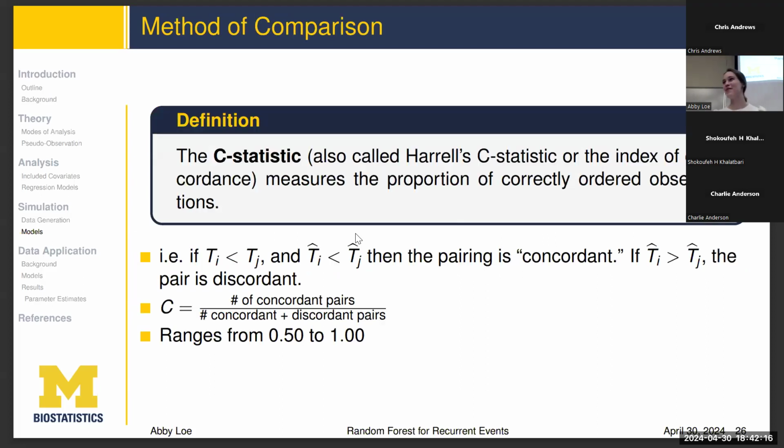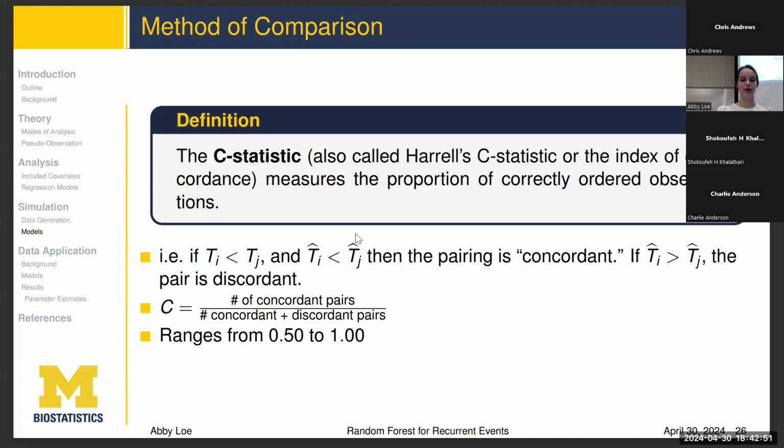Okay, we're going to compare our models using a C statistic. So the C statistic measures the proportion of correctly ordered observations. Briefly, you take a pairing Ti, Tj, if the predictions have the same ordering, we're going to say they're concordant. So if Ti is less than Tj, but Ti hat is greater than Tj hat, the pair is going to be discordant. C is the number of concordant pairs divided by the number of concordant plus discordant pairs. If you have censoring, it's a little bit more complicated, but it's pretty much the same idea, it's a proportion.